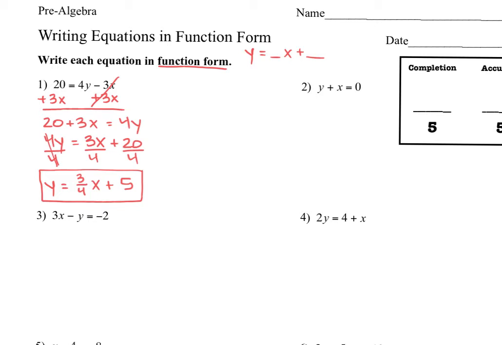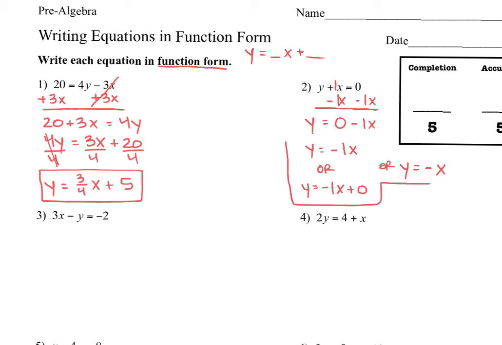Again, my goal is to get y by itself, and so I have an x there. It's a positive x, so to get rid of it, I'm going to subtract. And remember, when we have a variable without a number, we can add that one coefficient if it helps us, which I think sometimes it does. So I've got y equals 0 minus 1x. And so your equation could be y equals negative 1x, or y equals negative 1x plus 0. It's fine if you put that plus 0. Or you don't even need to have that 1. You could just have y equals negative x. And any of those variations would all work.